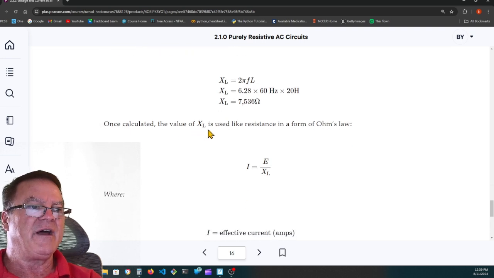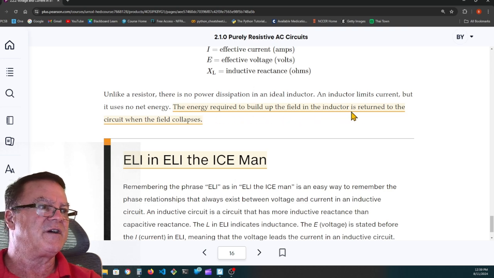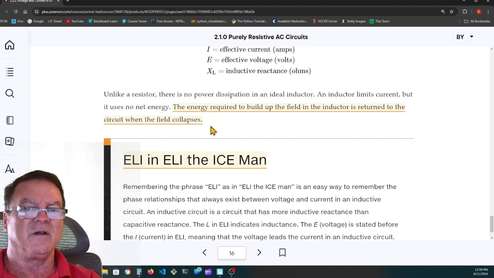Once calculated, the value of X sub L is used like resistance in a form of Ohm's law. Yes and no. So here's a highlight. It says the energy required to build up the field in the inductor is returned to the circuit when the field collapses.